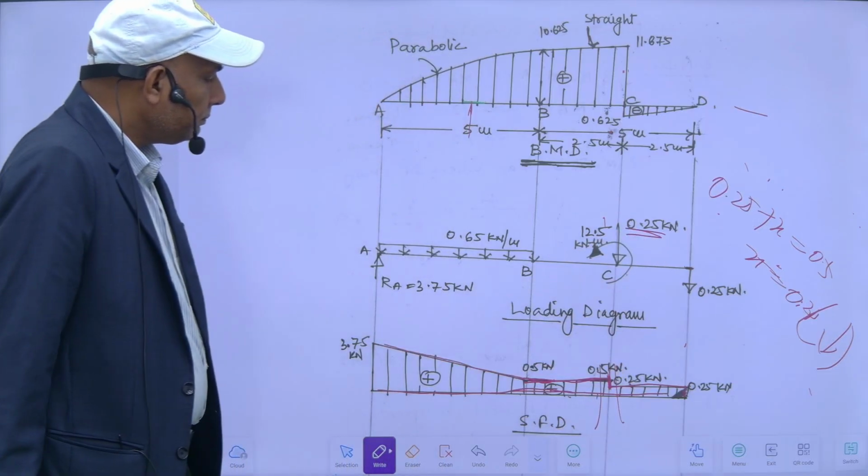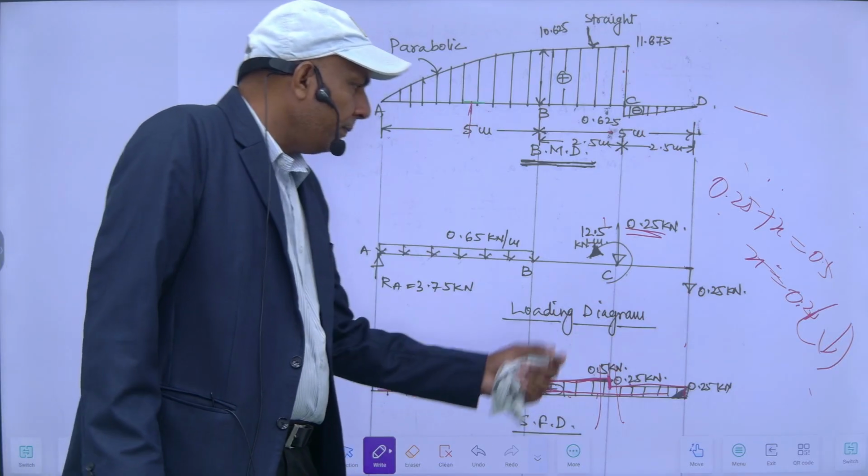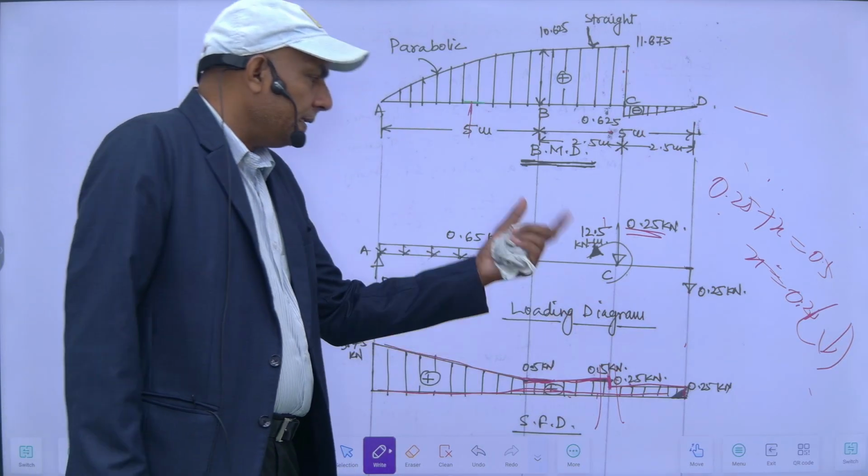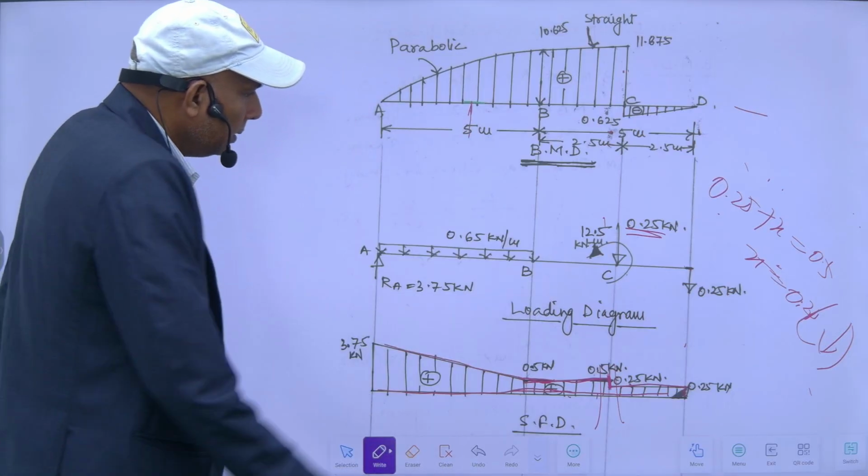So now this is my shear force diagram, and this is the loading diagram. So this is complete now. Everything.